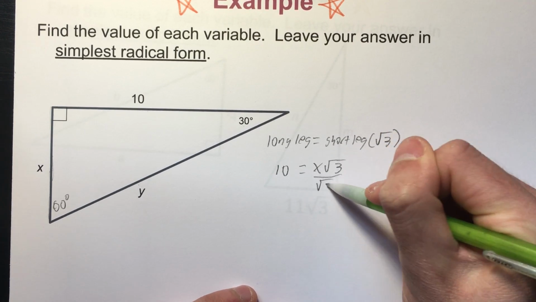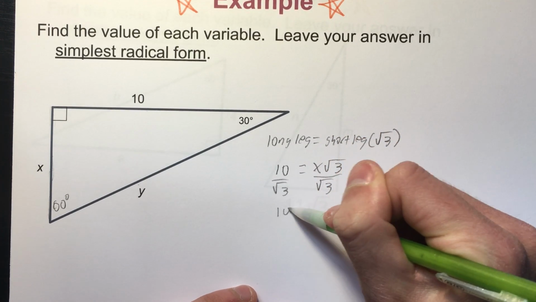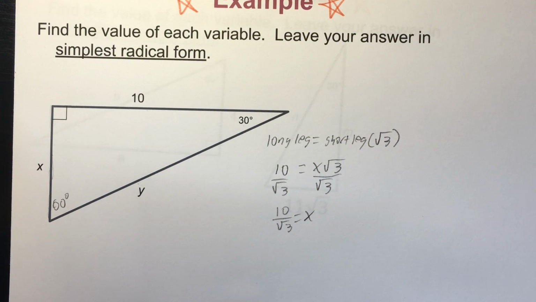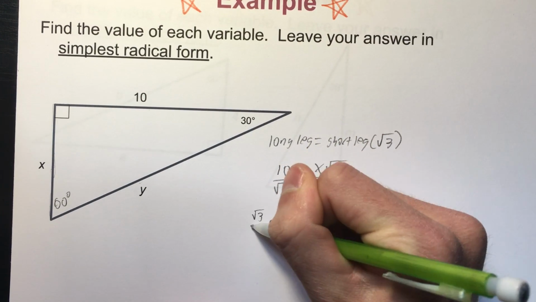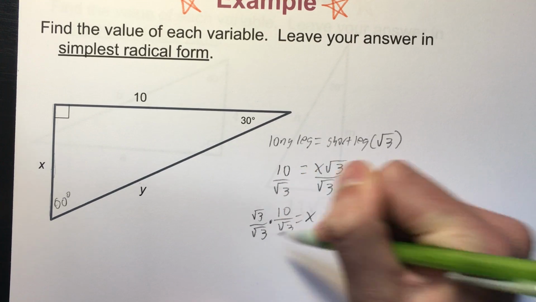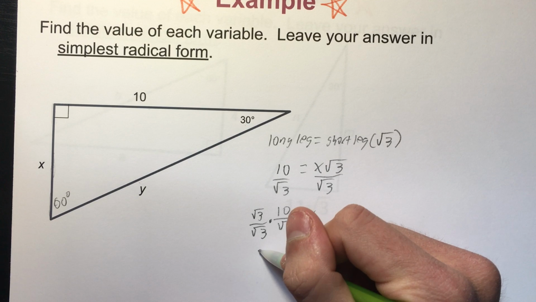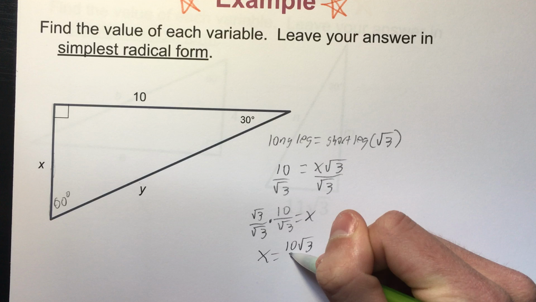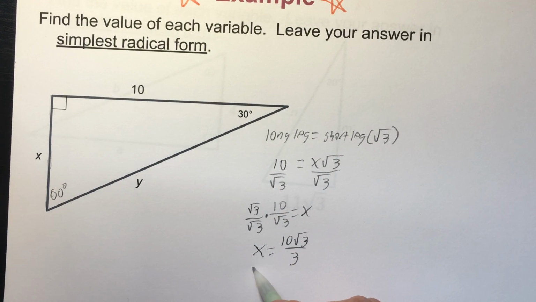Now we're just going to divide both sides by root 3. So we're left with 10 over square root of 3 equals x. Is that in simplest radical form though? No, it's not, because we have a radical in the denominator. So to get rid of that, we're just going to multiply this by root 3 over root 3. So we're left with x equals 10 root 3 over 3. So now we have found x.